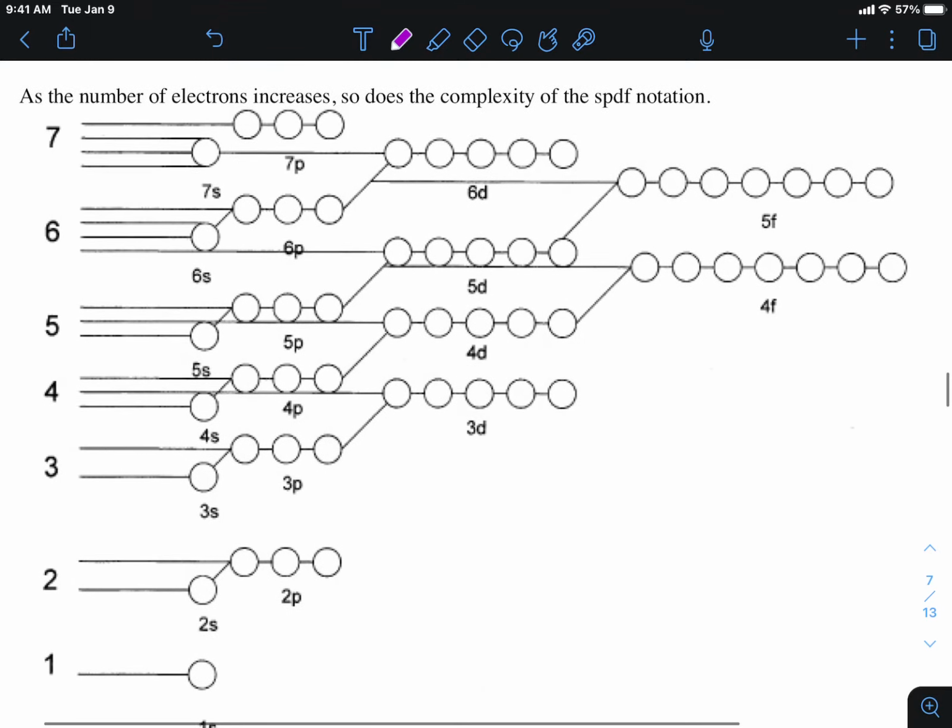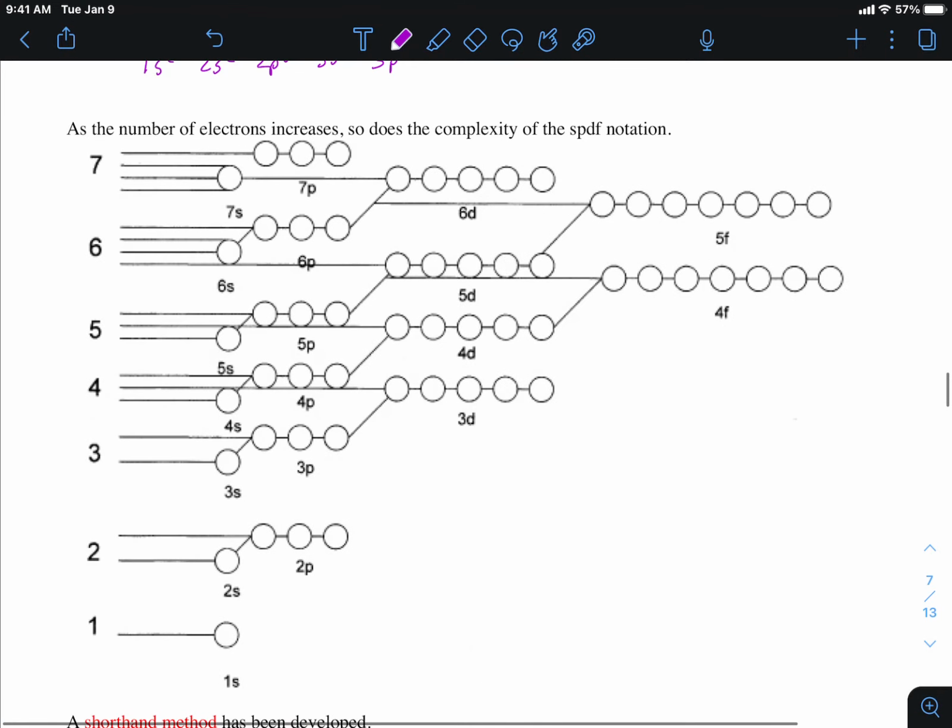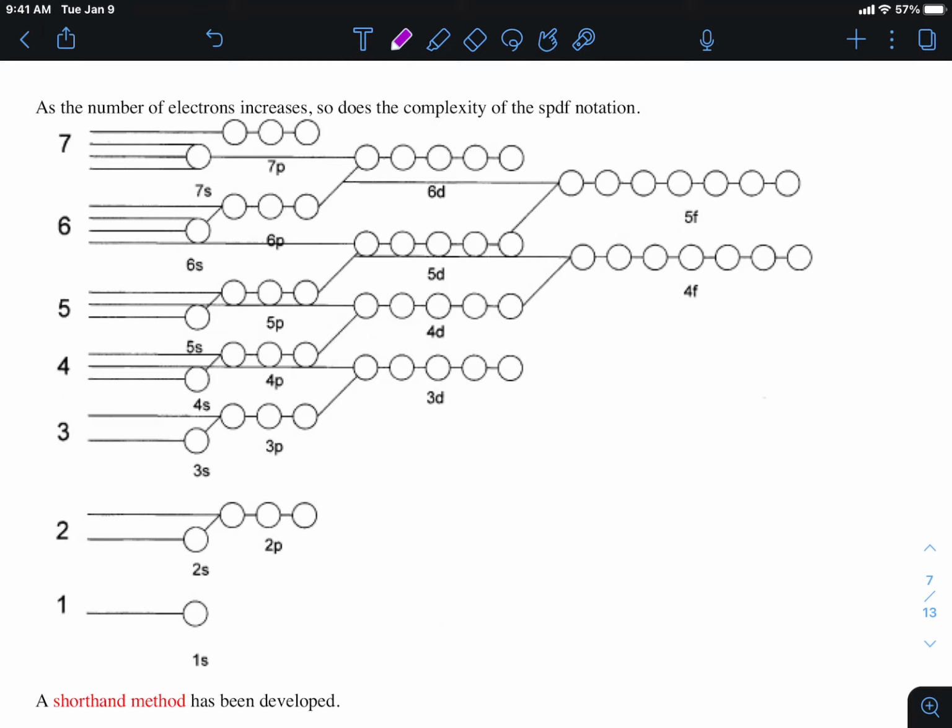Okay, so this diagram is a different way of showing fill order. It gives you the same information, but it also gives you a little bit more. In this diagram, you start from the bottom, because 1s is the lowest energy. If I move from bottom to top, the sublevels that I hit are the next ones that fill. So this is also a fill order, and it will be the same fill order as the other diagram. It's just a different way of showing it.